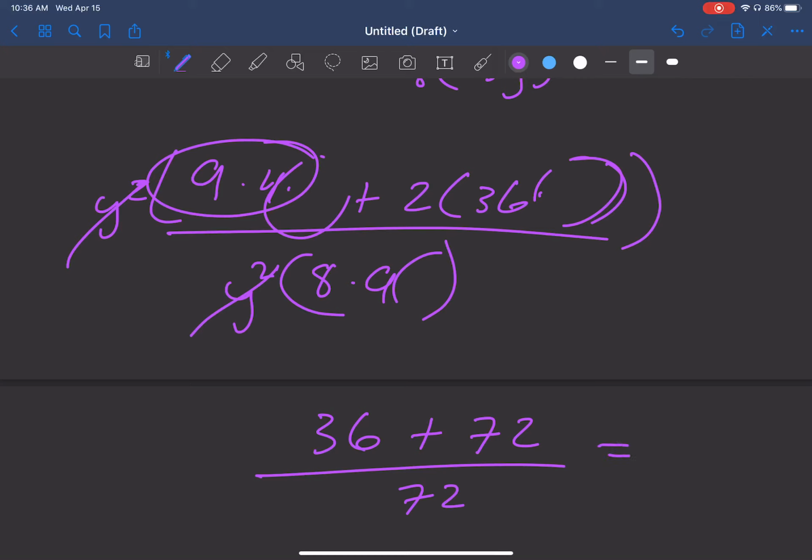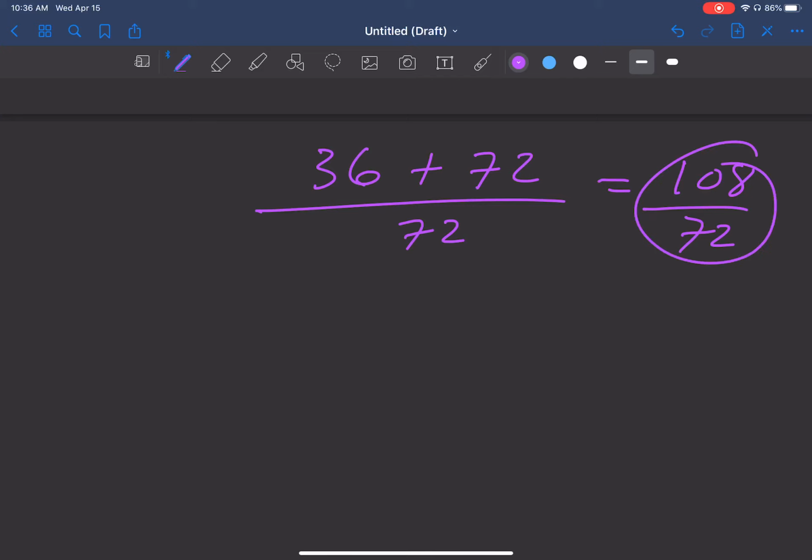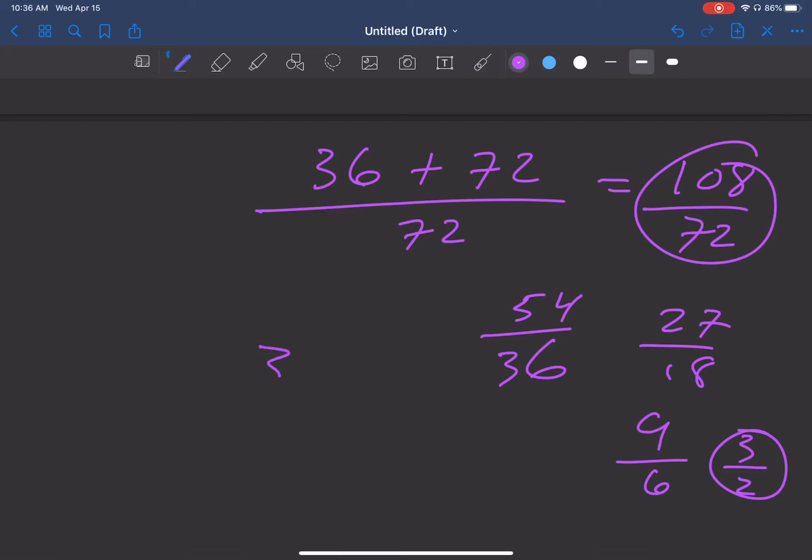So your value should be 108 over 72. Is that right? 108, 72, yes, 108 over 72. So you can simplify it if you want. Off the top of my head, that looks like 54 over 36, and then I think you can divide by 2 again, 27 over 18. Oh yeah, you can. Then by 9, this would be 3 over 2. So your answer should be 3 over 2.